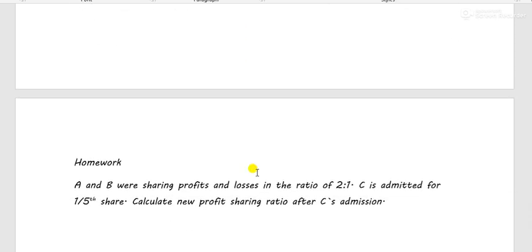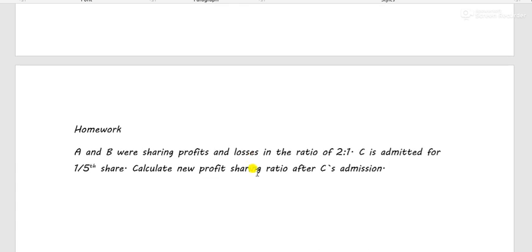For your homework you'll do a very simple sum. You have to do it in the same method and send it to me at the email address, and also send your queries to me at that email address. So that's it for today.